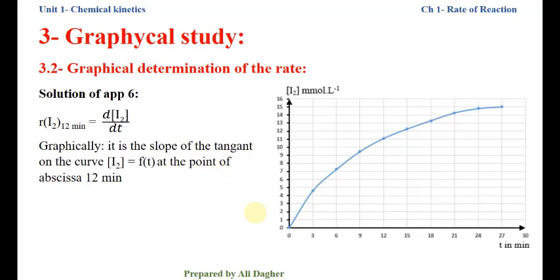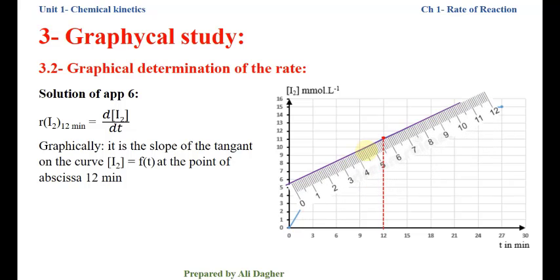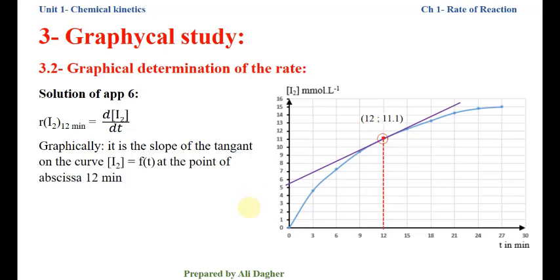On the graph, we determine the point of abscissa 12 minutes. This is the point. We draw a tangent on the curve at this point, and we take 2 points on this tangent. The first point is the point at which we should determine the rate, whose coordinates are given in the table, and the second point is the intersection between the tangent and the axis of ordinates, of abscissa t equals 0 and concentration equals 5.5.